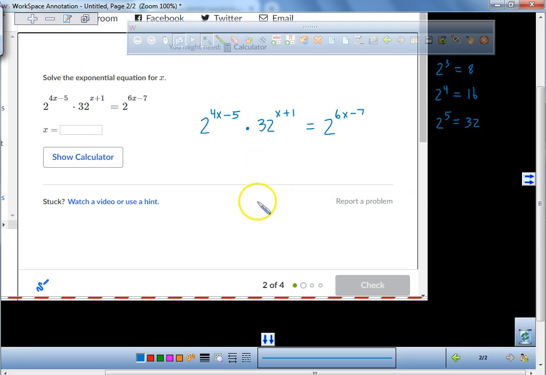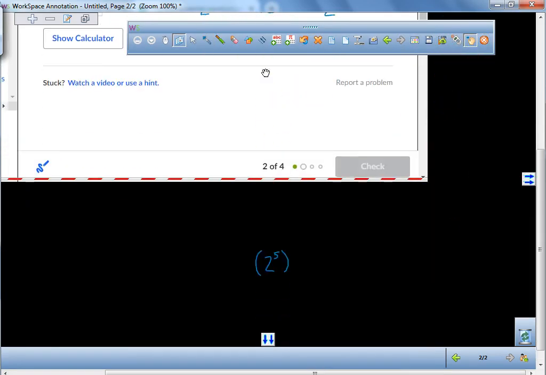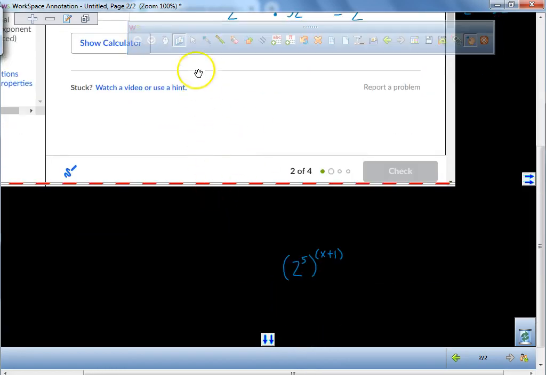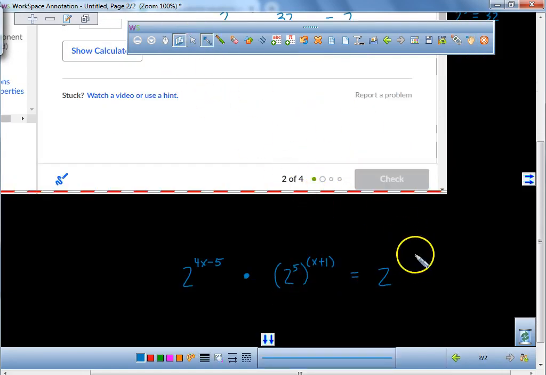Now, right here, I'm gonna go down on the blackboard, all right? So guys, instead of 32, I want you to write 2 to the power of 5. And then right here, I want you to bring down the x plus 1. Then I'm bringing down 2 to the power of 4x minus 5. Make sure you put a big old little dot multiplication and then set it equal to 2 to the power of 6x minus 7. All right. So we have that multiplication.